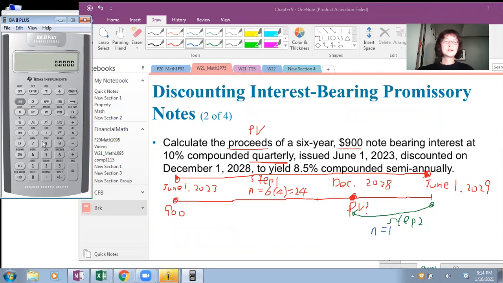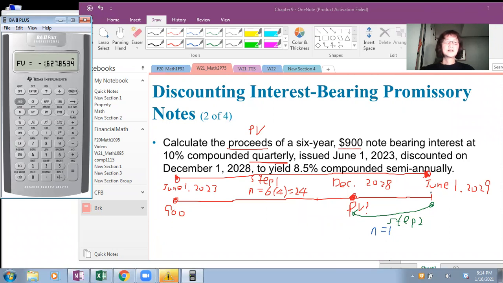Second quit. 900 is PV, present value. 10 is interest, I. 24 is the term, N. 0 is PMT. Oops, I messed up, so I'm going to redo it. 0 is PMT. Okay. And then compute FV. I get this number at this point, step 1.